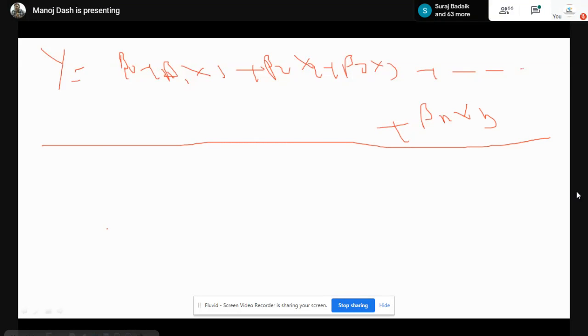Now what will the econometrics people do? They talk about PRF and SRF, that is called population regression function and sample regression function.